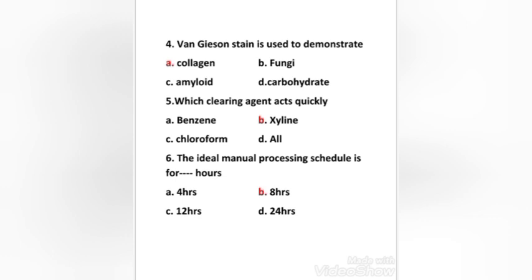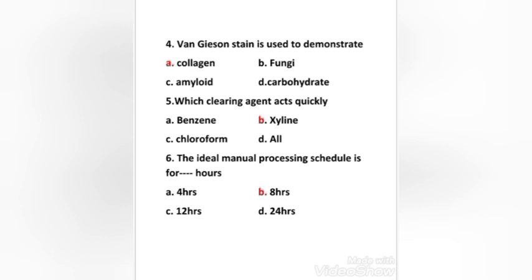Next question. Which clearing agent acts quickly? Benzene, xylene, chloroform, all. Right answer is option B, xylene. Xylene is the most commonly used clearing agent in histopathology lab. It is a colorless, watery liquid with a characteristic aromatic odor. It is insoluble in water but soluble in organic solvents like ethanol, benzene, acetone.